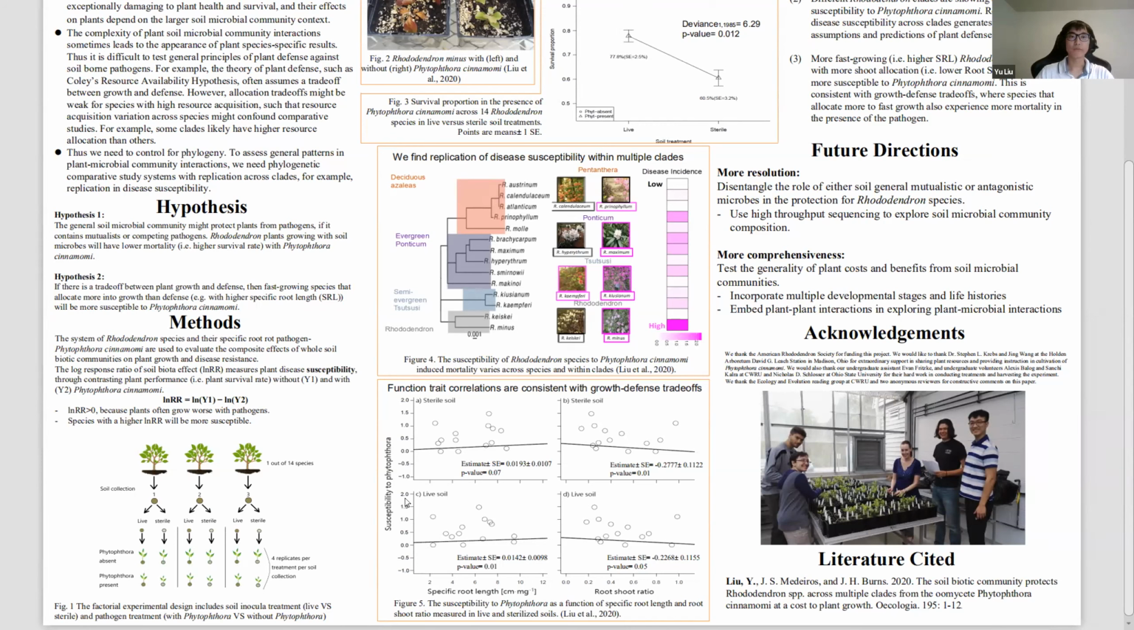The system of rhododendron species and their specific root rot pathogen, Phytophthora cinnamomi, is used to evaluate the composite effects of the whole soil microbial communities on plant growth and disease resistance. So we add conspecific soil microbial community to each species by using soil inocula. All soil inocula are collected from the field at Holden Arboretum.